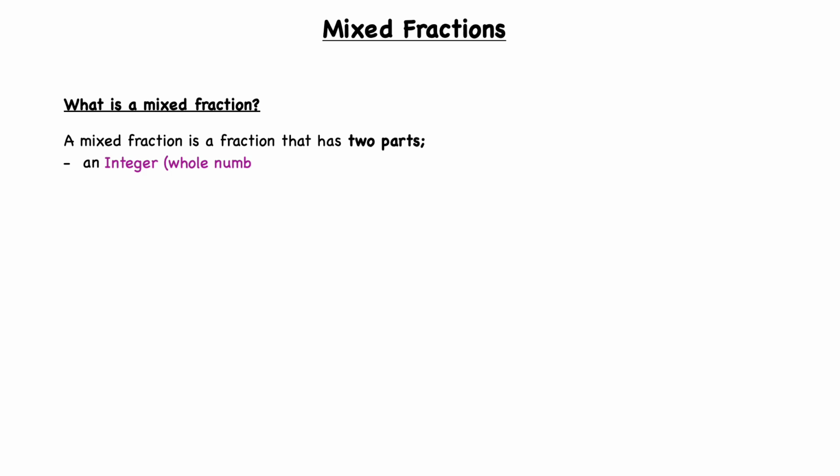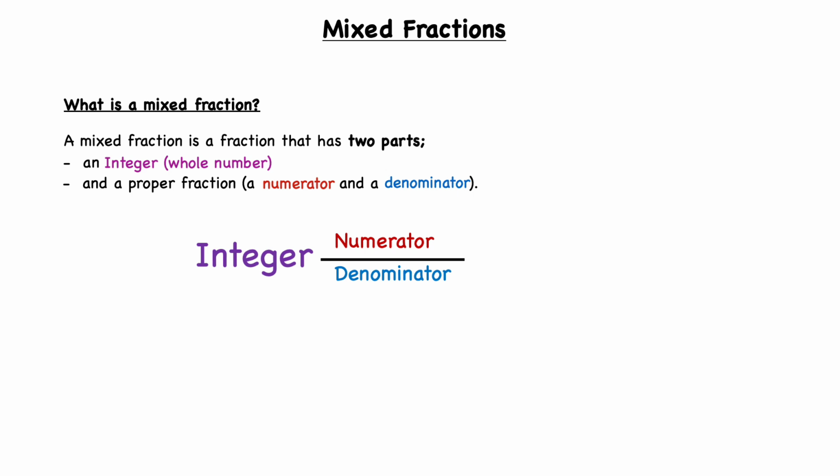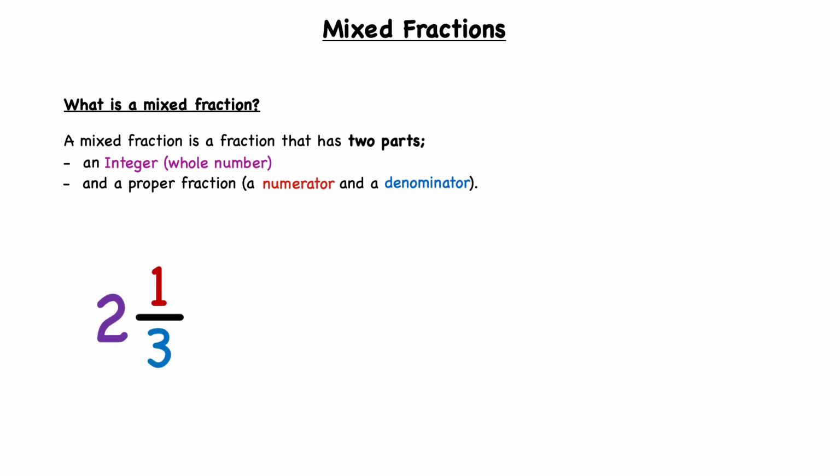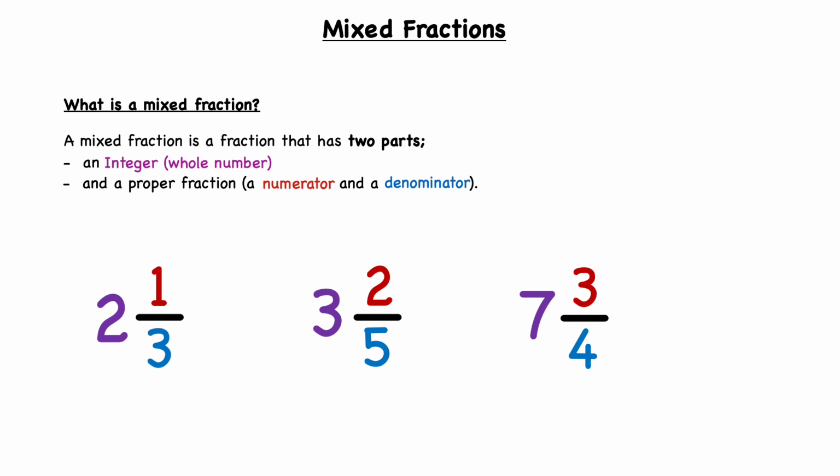Finally, let's talk about mixed fractions. These fractions have two parts. 1, a whole number, or integer, and 2, a proper fraction. Because of the whole number, mixed fractions are always greater than 1. For example, 2 and 1 over 3 is a mixed fraction. It has the whole number 2 and the fraction 1/3. Other examples include 3 and 2 over 5, or 7 and 3 over 4.